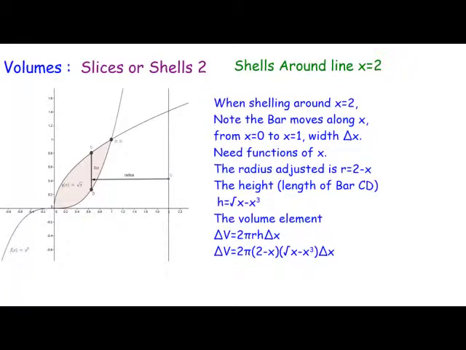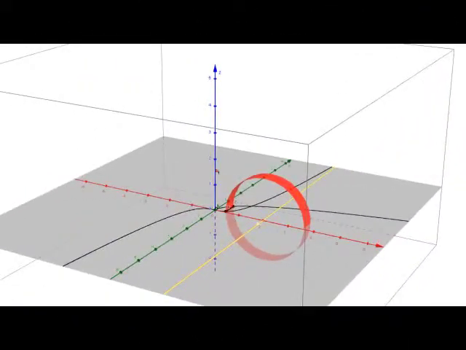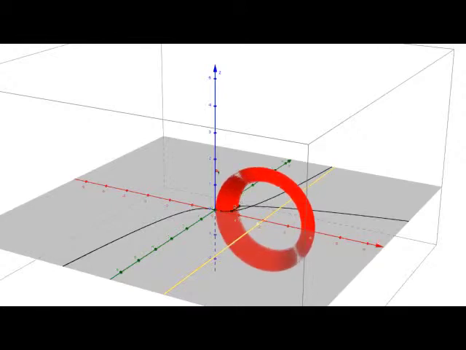We're going to have a look at some calculations, but let's first scribe out this one as well. Here we have the shell around the line x equals 2. Let's look at moving the shell. You can see the bar is moving along the x-axis from 0 to 1, with a thickness of delta x, so it needs to be functions of x in the integration. I'll put the trace on, and we'll do this slowly.